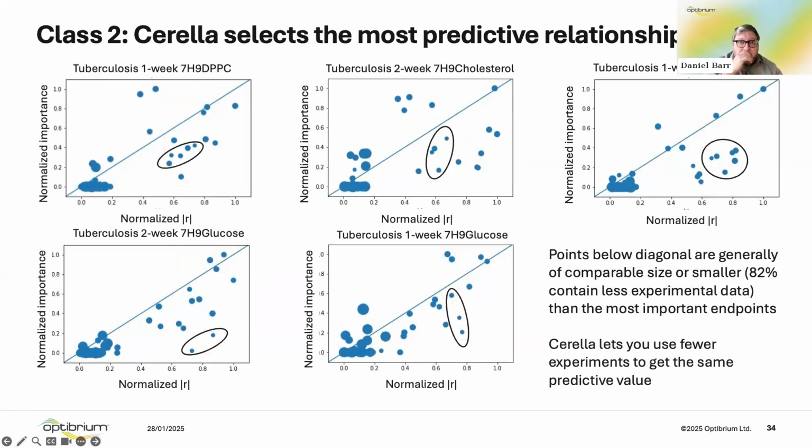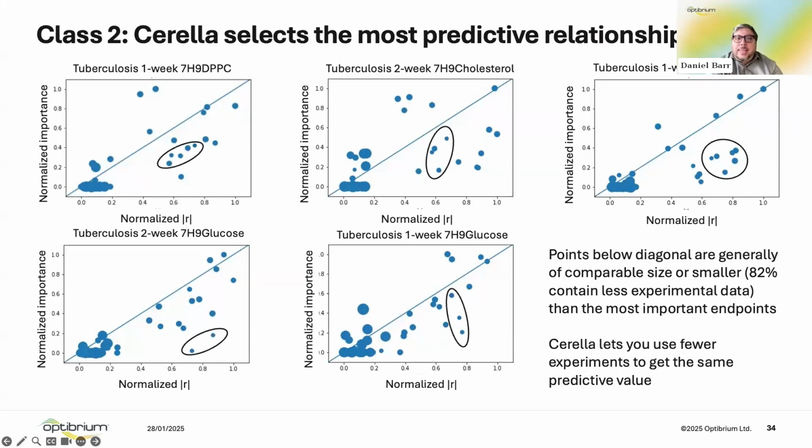So what is going on here? Well, the points below the diagonal are generally of comparable size or smaller. The size of the point gives us an indication of the amount of experimental data that was available for that endpoint in the data set. Smaller points have less experimental data available, which will naturally result in typically less predictive or imputative power. So 82% of these class 2 endpoints, the ones that aren't used by the imputation model, contain less data than the most important or most predictive endpoints.